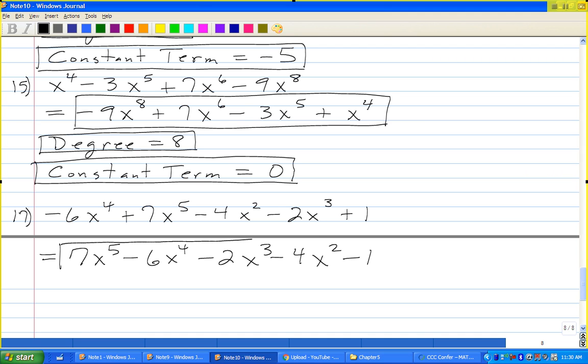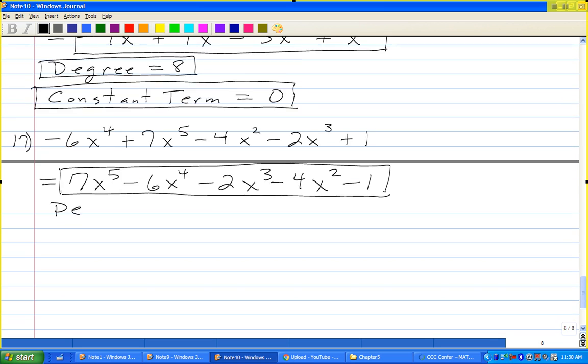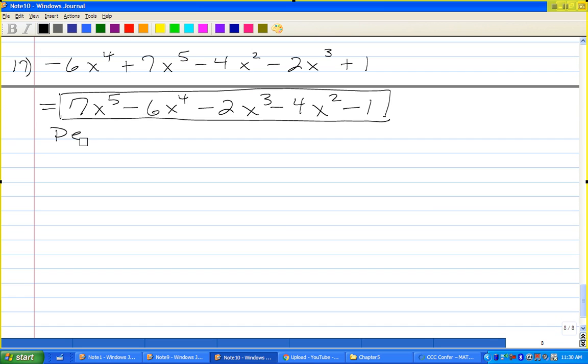And so I've written my polynomial in descending order. The degree of this polynomial is 5. The constant term is negative 1.